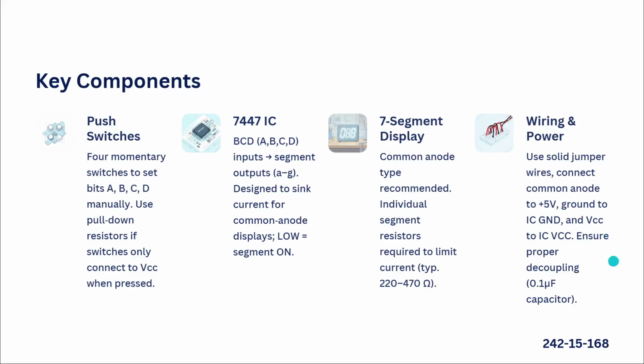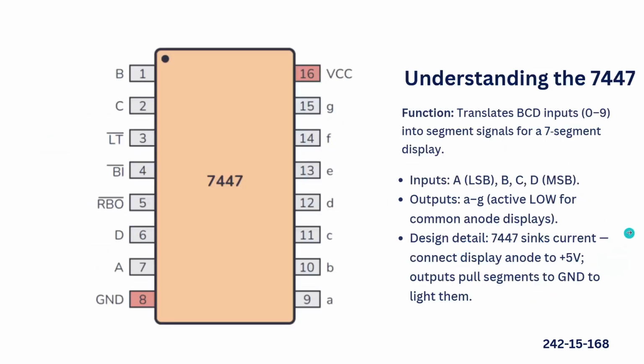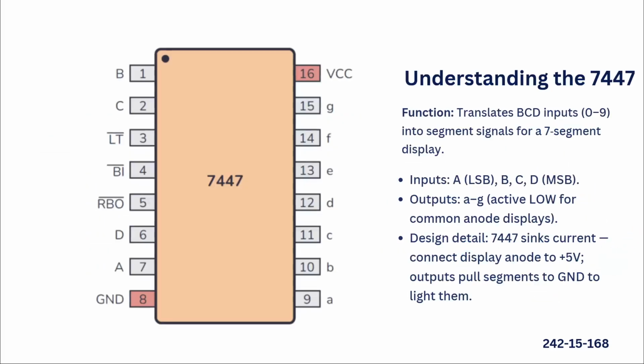Moving on to the next slide, which is the 7447 IC. Now let's understand how the 7447 IC actually works. The 7447 IC is a BCD to 7-segment decoder. Its main function is to convert binary coded decimal inputs, which range from 0 to 9, into signals that can drive a 7-segment display. It has 4 input pins named A, B, C, and D. Here A is the least significant bit and D is the most significant bit.